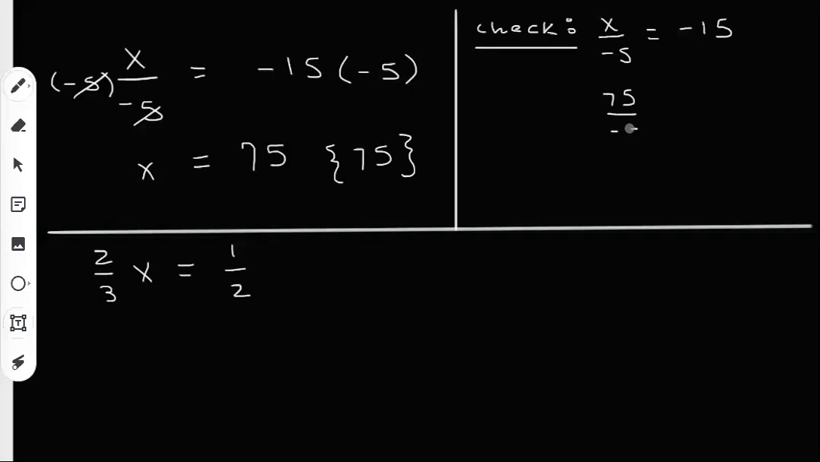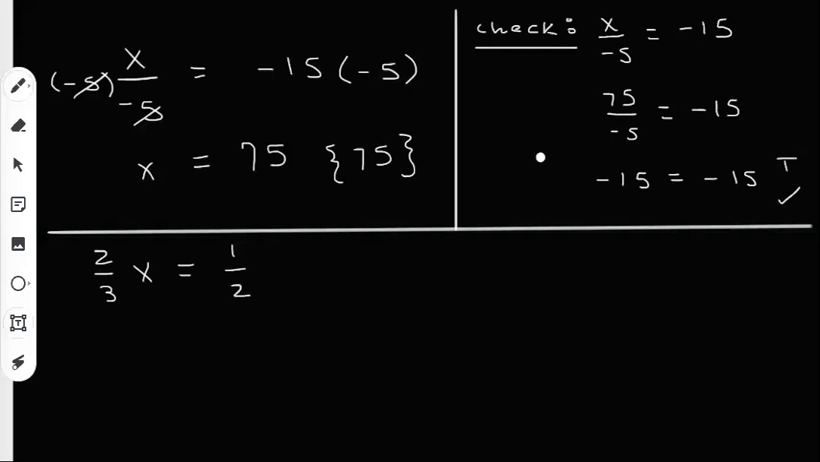I'm still dividing it by a -5. I still have it being equal to -15. And then on the left side, we know that 75 divided by -5 is indeed going to give us -15. So I get that -15 is equal to -15. That's that true statement that I was looking for.